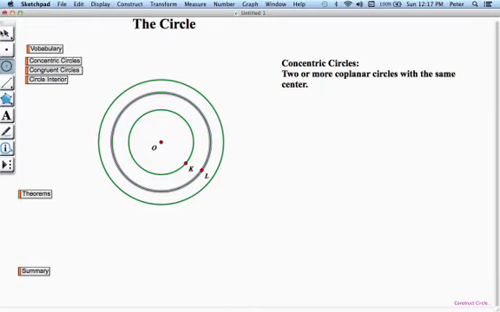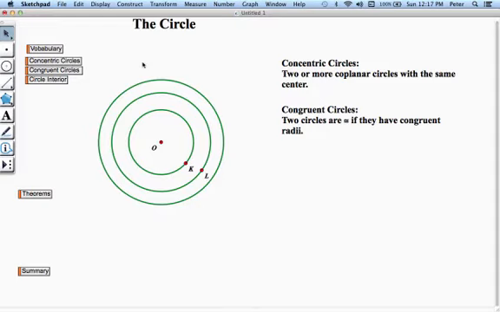All right, what does it mean then to be congruent circles? Well, congruent circles just have the same radii. They don't have to be in the same position, just like triangles. If they have the same radii, or congruent radii, then they are congruent circles.